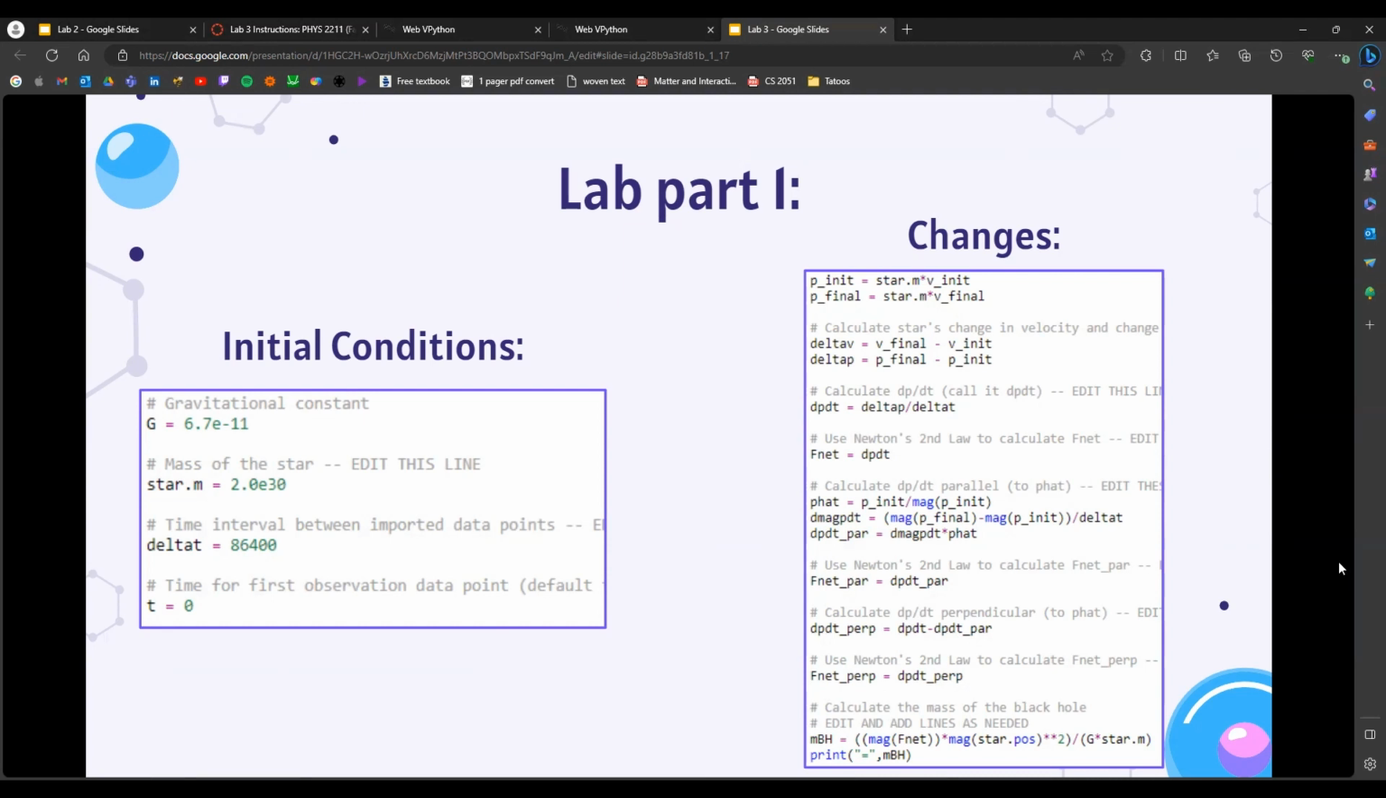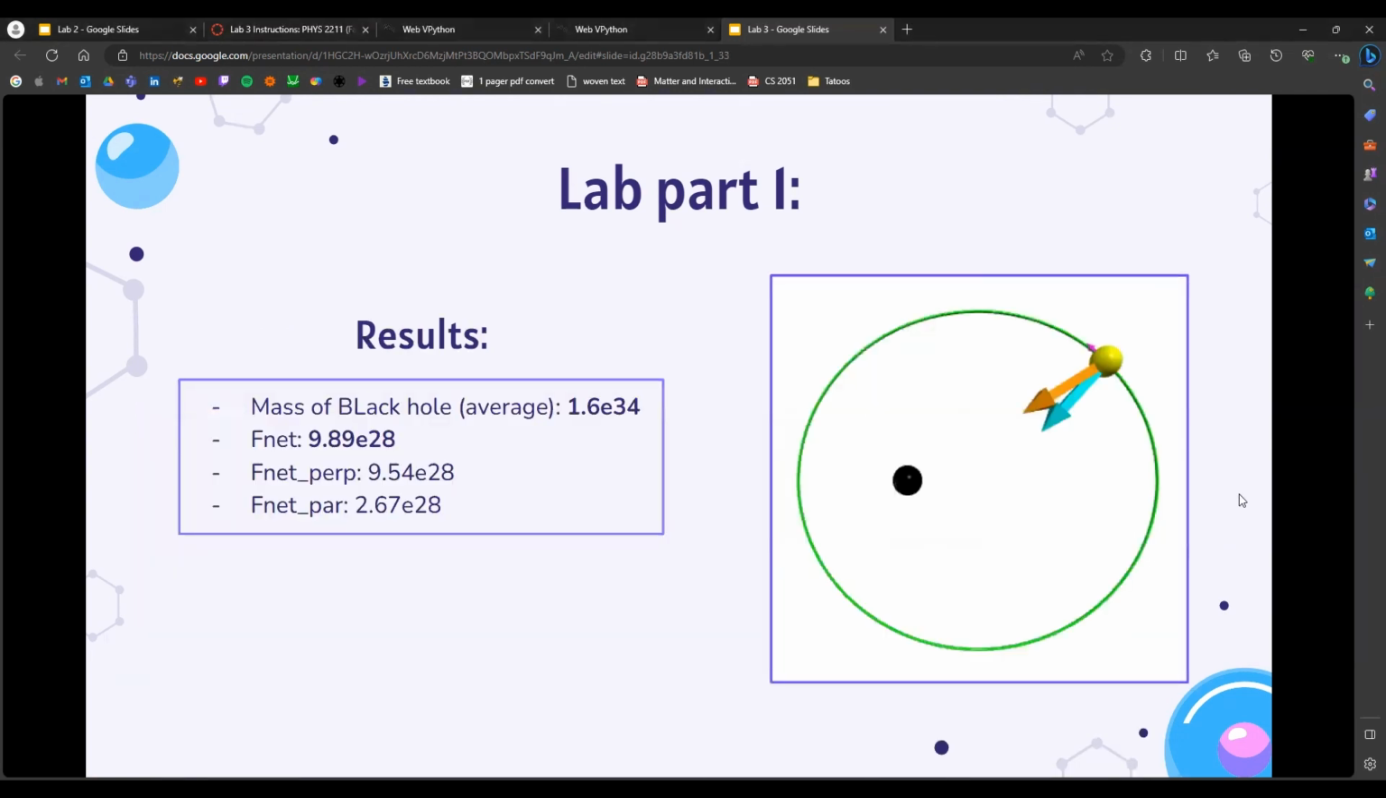Finally, to look at the force, or the mass of the black hole, not the force, I rearranged the universal gravitation formula and isolated the mass of the black hole, which you could see at the very end of the second picture. For the results, I found the mass of my black hole to be 1.6e34, with a net force of 9.89e28, as well as the perpendicular and parallel components of the net force.